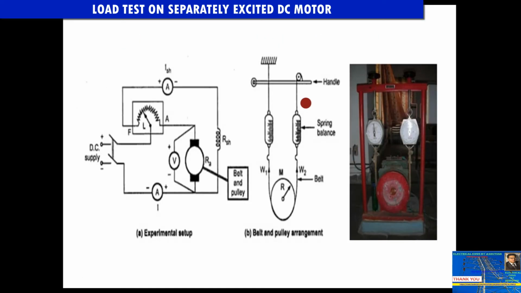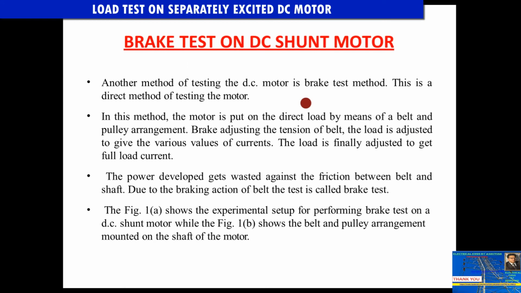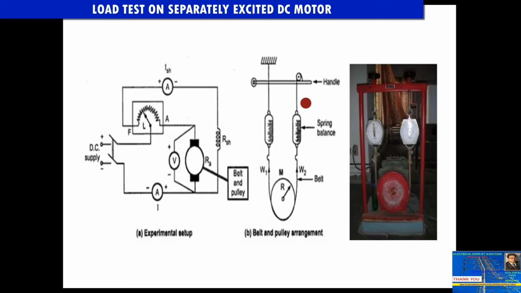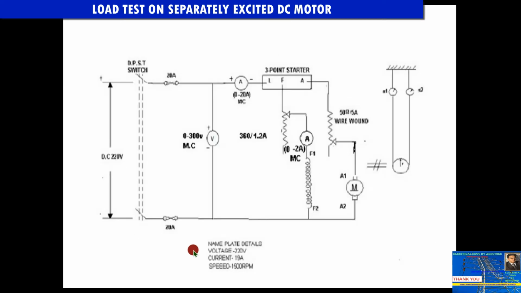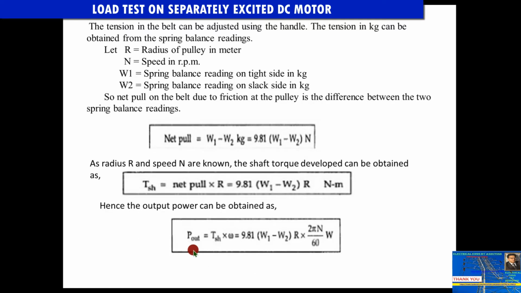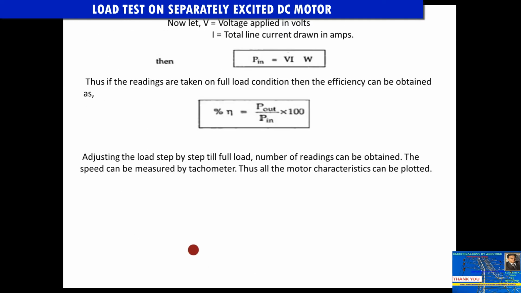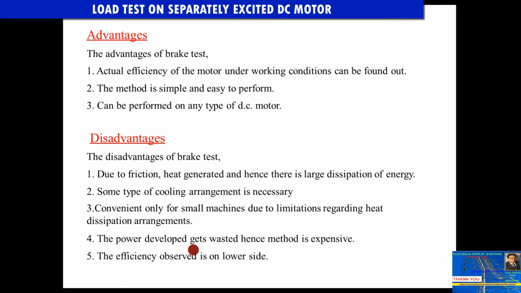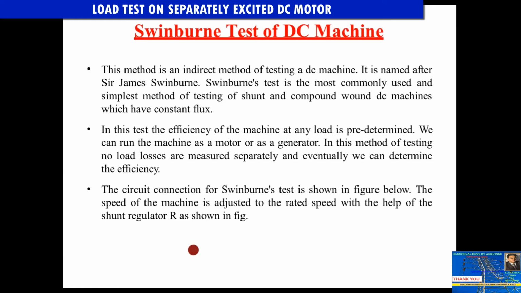And this was the brake test. You have already done the simulation of the practical in your laboratory. This is the belt and pulley arrangement, brake test or load test on DC shunt motor. You must have seen this kind of arrangement in your laboratory, and this is the circuit diagram, and this is the efficiency calculation formula for that. And these are the advantages, disadvantages, and different tests.